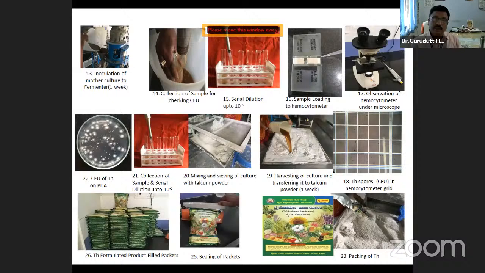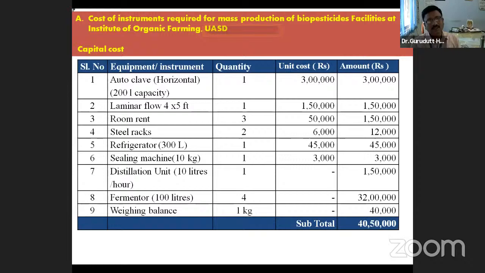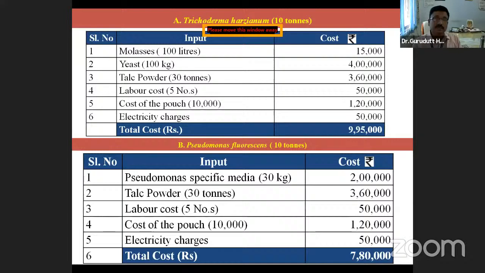Just for the information of the students here, these are the different equipment and instruments required for the multiplication, or mass production, or commercial production of biocontrol agents. The cost varies, but 40 to 50 lakhs and above is required. This is the cost for producing 10 tons of Trichoderma and 10 tons of Pseudomonas fluorescens: almost 10 lakhs of materials are required, and almost 7.8 to 8 lakhs of material is required to produce 10 tons of that.